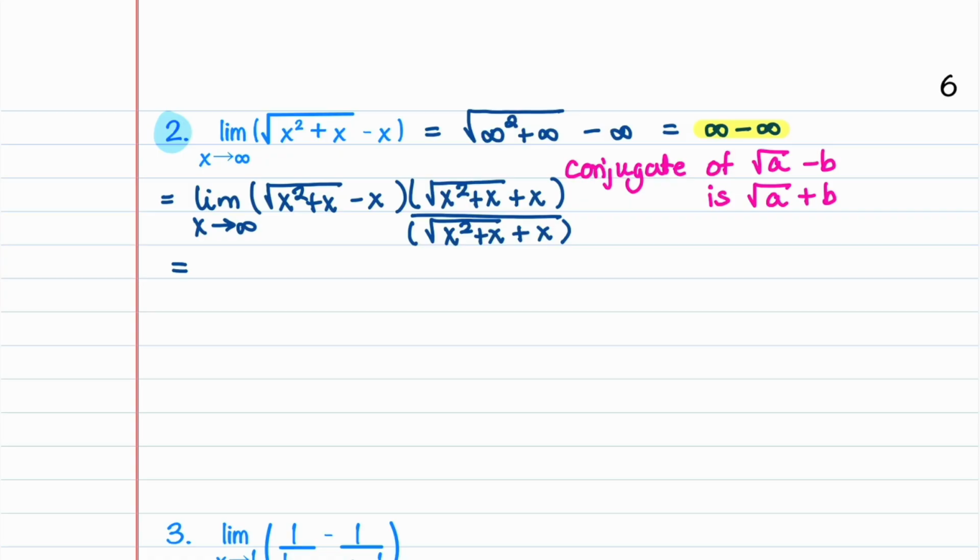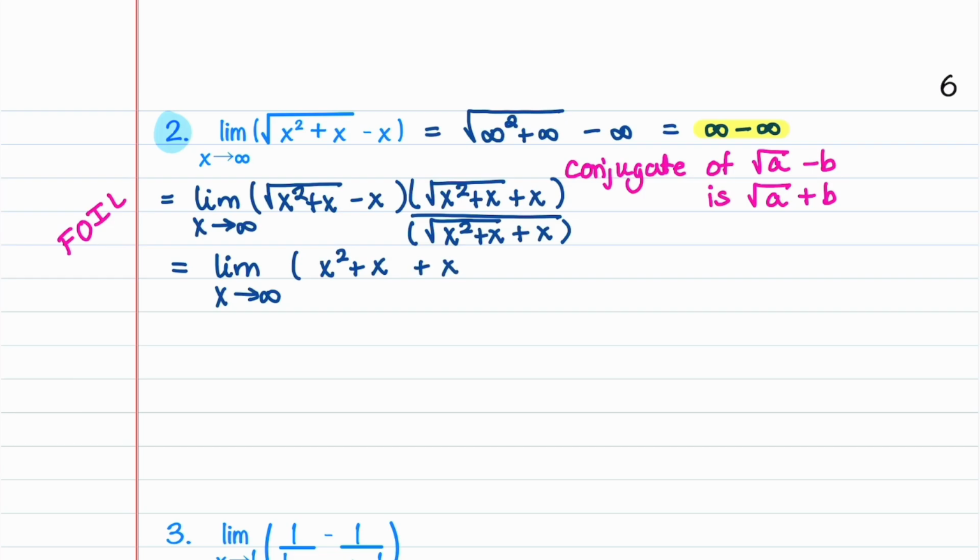Now we have to multiply this out. We are going to use the FOIL method. That is the first, outer, inner, and last. So we have the limit as x goes to infinity. We are going to multiply the first terms. Both of those are the same term, and they have a square root, so we get x squared plus x. Now we're going to multiply the outer terms.